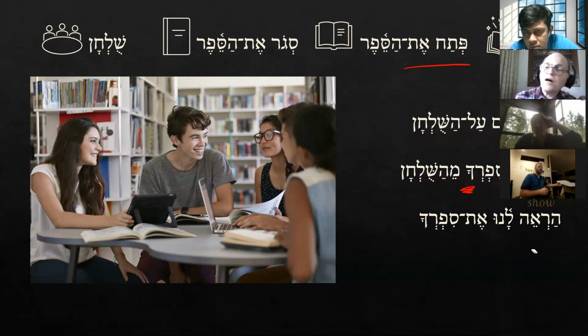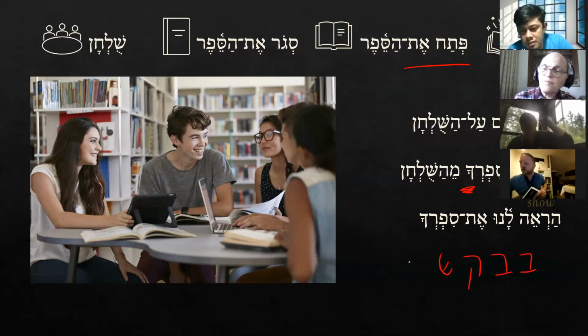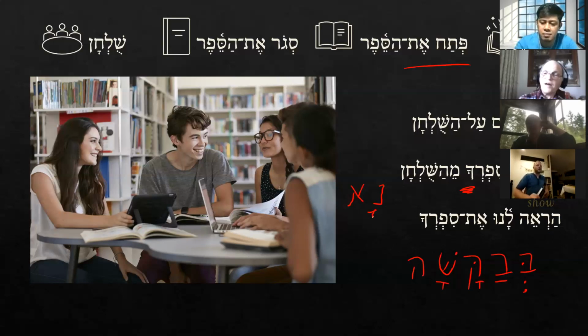Okay, Gio. Har'e lanu et sifrecha bevakasha. Bevakasha means please. This is a modern Hebrew word. The biblical word for please is na. Bevakasha, I will say a lot because it's just a word that I use, but the biblical word for please is na. Na har'e lanu et sifrecha, Gio. Metsuyan. Ata her'eta lanu, you showed us. Her'eta lanu et sifrecha. You showed us your book.